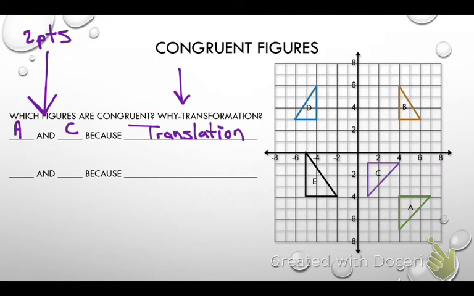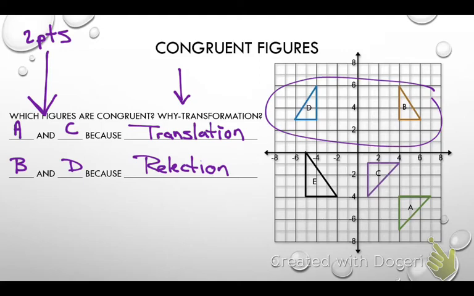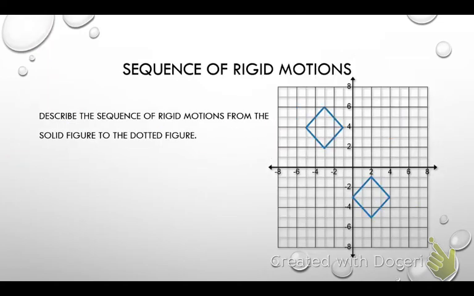All right, now what's the other pair? B and D. Because why? It's a reflection. Okay, so we're clear now, guys. Everybody understand why this is a reflection across the y-axis? Because that's the axis it flips over to form the other one. All right, very good.